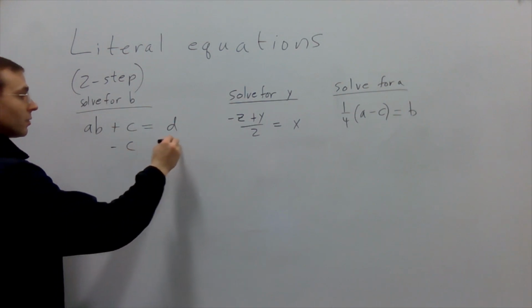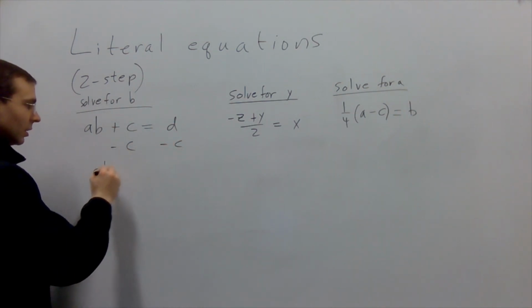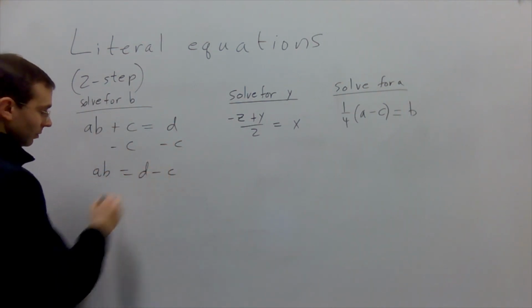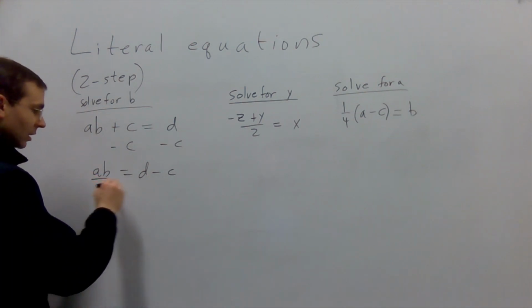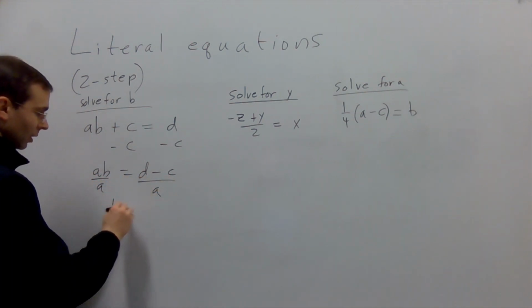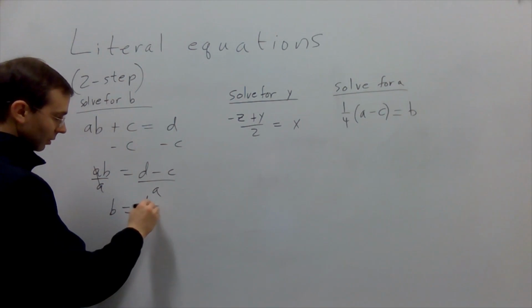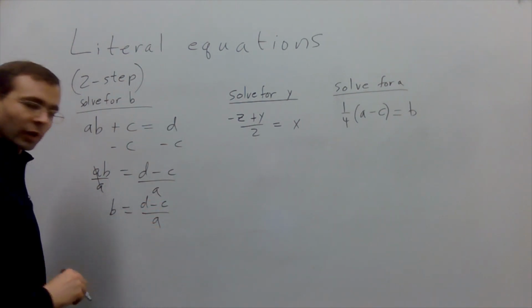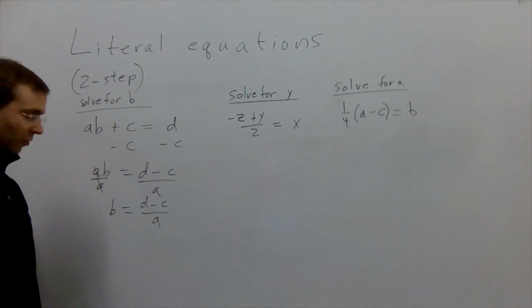First, I'll subtract C from both sides. AB equals D minus C. And then divide both sides by A. B equals D minus C over A. And that's as far as we can simplify.